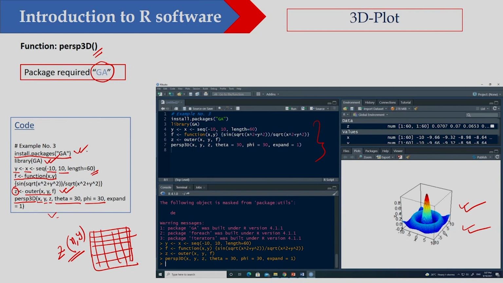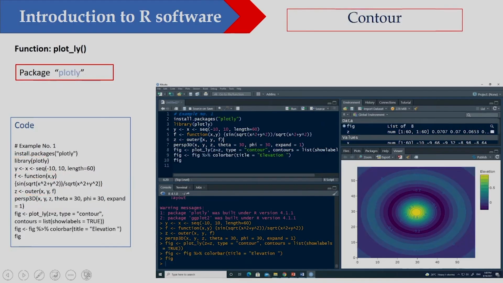So, this is not that difficult. Here, what you have to do is include the GA library, the GA package. I can also use plotly to plot the contour. So, to plot the contours, this particular package you have to install first. This is plotly. You install it, then you include this library, and then you have to define the x value and y value.